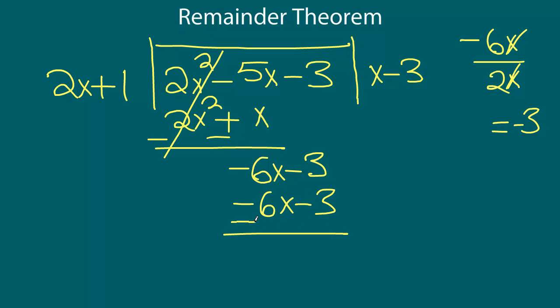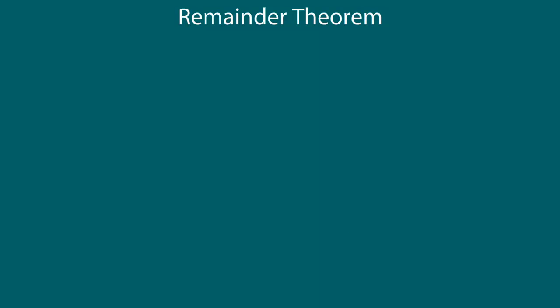So when we subtract, so this becomes plus, this becomes plus. This cancels out, this cancels out. Indeed, we see our remainder is 0, just as the remainder theorem had predicted. Let's take a look at one more example.